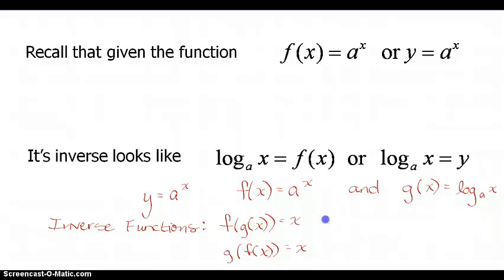So f of g of x is going to look like the function a to the x, feeding it the function g of x. So that is a to the log base a of x. These two functions undo each other, and sure enough, we get mapped right back to that original domain value. And it should work in both directions.